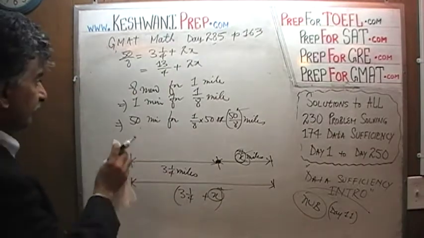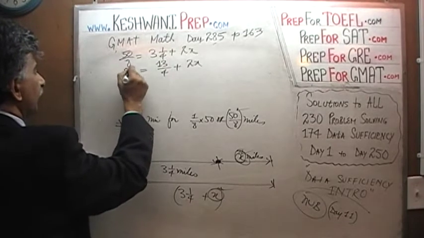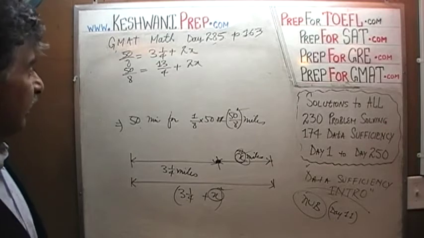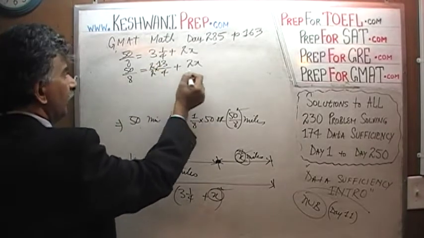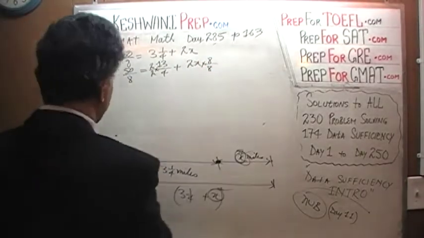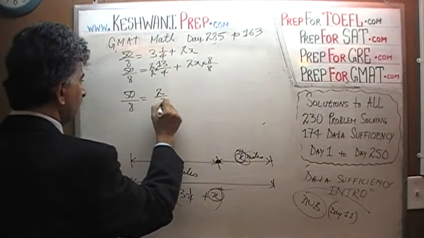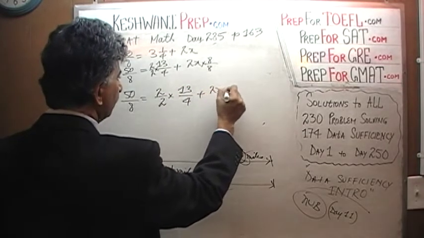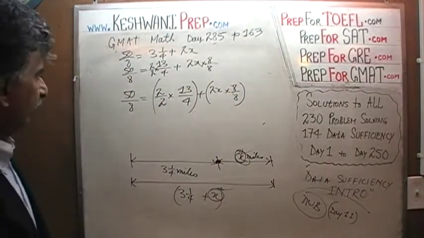I need the room, so I have to erase this part. And that equals 50 over 8. The first thing I want to do is make the common denominator, have the same denominator everywhere. Let's multiply the top and bottom by 2 here, and the top and bottom by 8 here. So I'm going to rewrite it so it's legible: 50 over 8 equals 2 over 2 times 13 over 4 plus 2x times 8 over 8. That's all it is.